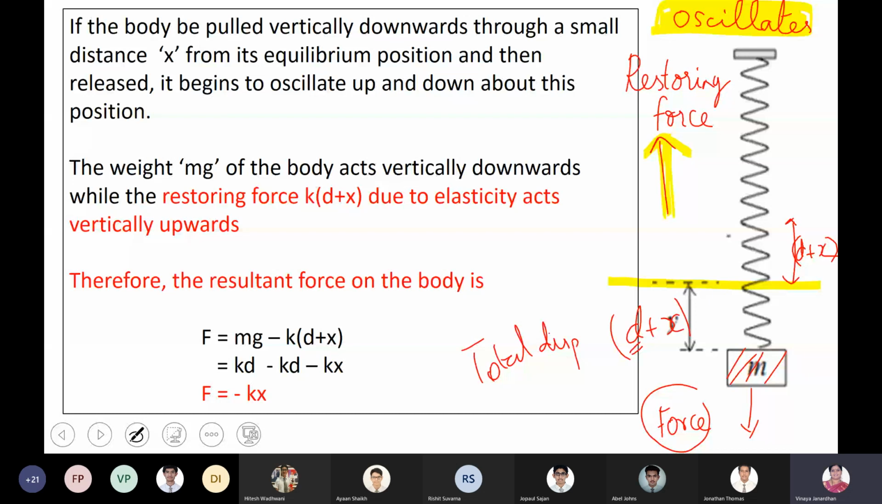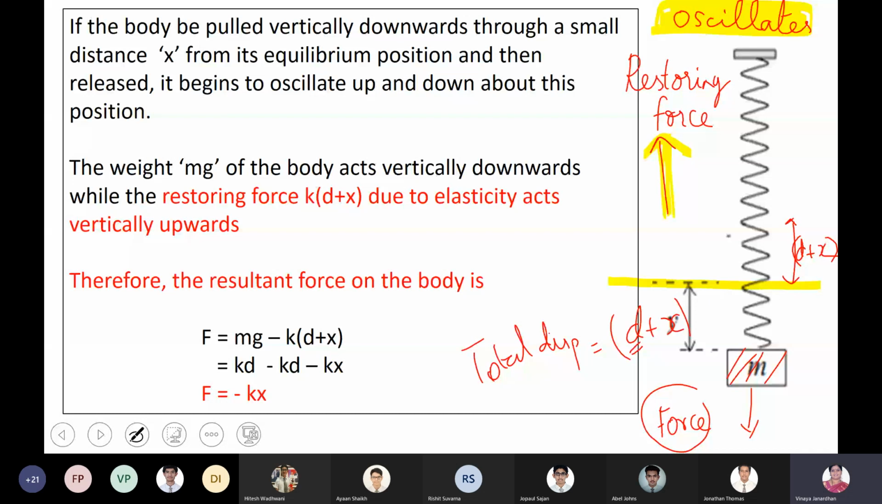Already there is an extension because of the weight of the block. Now you are applying a force in the downward direction, pulling the block down so that the total displacement of the spring is D plus X. Now you are leaving the force. Now the spring begins to oscillate. It oscillates with a displacement of D plus X on both sides of the equilibrium.